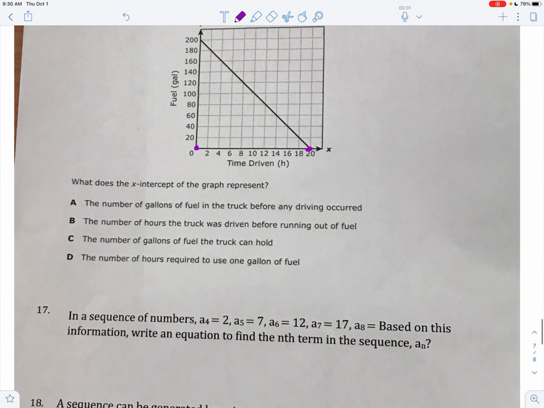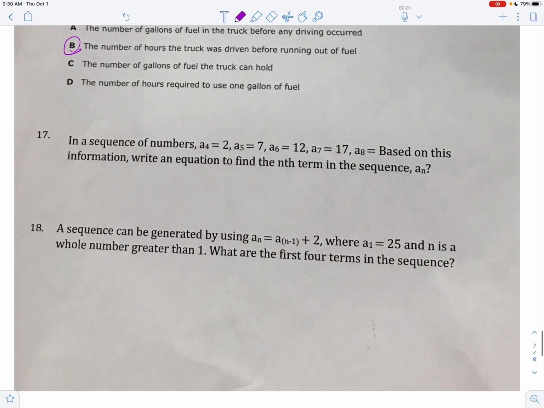Now, which answer choice is this? The number of gallons before driving? No. The number of hours the truck was driven before running out of fuel? Yep, it's that one. All right. Number 17, in a sequence of numbers, we have A4 is 2, A5 is 7, A6 is 12, A7 is 17, and A8, we don't know. All right, based on this information, write an equation to find the nth term of the sequence.